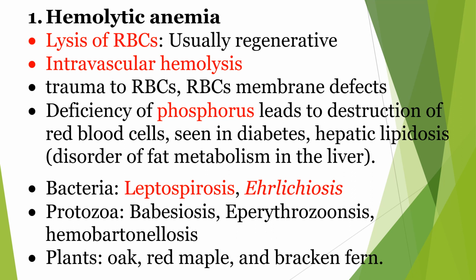Now going to the other part, hemolytic anemia. Here there is breakdown of RBCs, lysis of RBCs, and usually after lysis there is regeneration of new RBCs from the bone marrow. Generally, lysis of RBCs occurs in circulation or in the vessels, so it is an intravascular hemolysis. And the lysis is due to trauma to RBCs or defects of the RBC membrane.